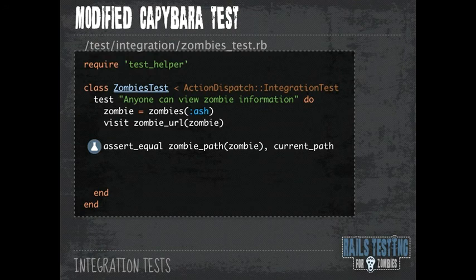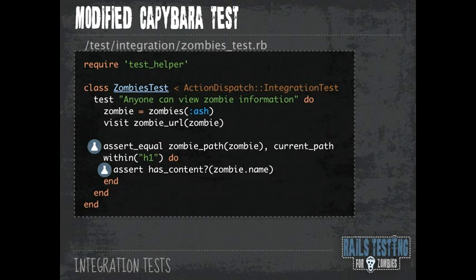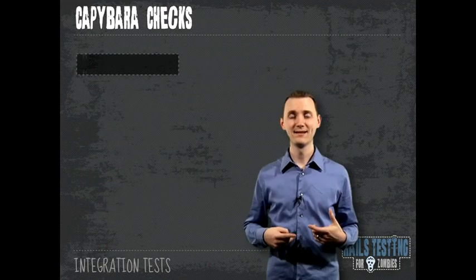And we could use another Capybara method called within to say within h1, which will isolate where it looks on the page, to say that within that h1, we want to make sure that the zombie's name is present using the hasContent method. So what is this hasContent method?